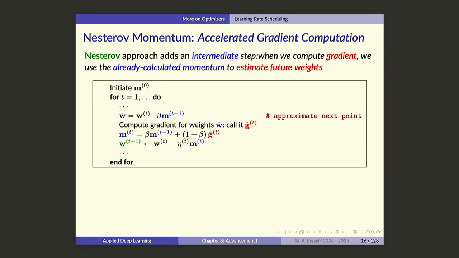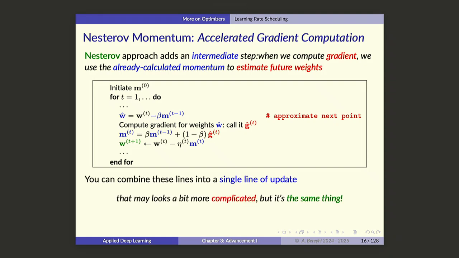Great. If you look at the original paper or many textbooks, you're going to see that the expression they show you for Nesterov is a bit more complicated, but that is exactly the same thing. The only thing is that they're combining all of these lines into one line. Then it's going to look a bit more complicated, but it's exactly the same thing. Any questions?